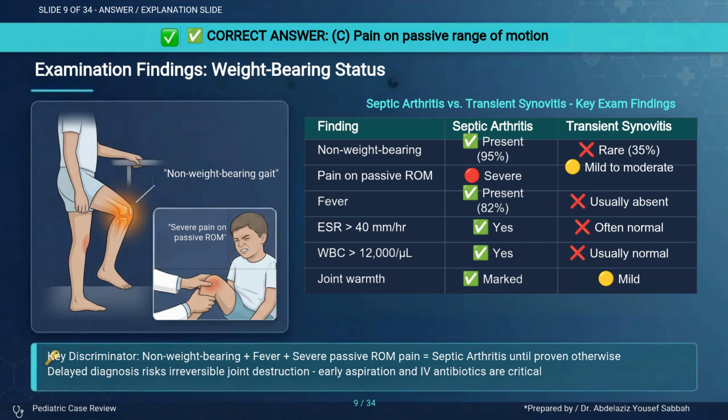The key discriminator is that non-weight-bearing plus fever plus severe passive range of motion pain equals septic arthritis until proven otherwise. Early aspiration and intravenous antibiotics are critical.